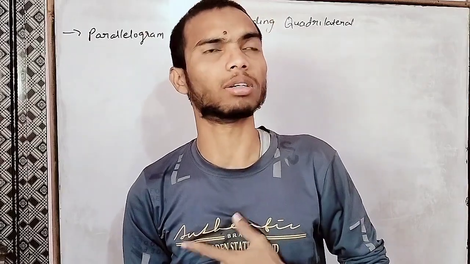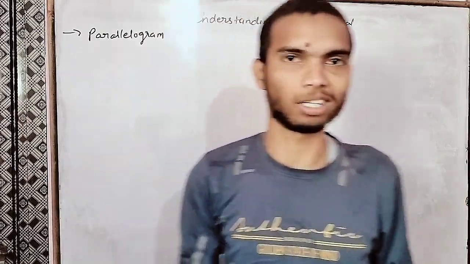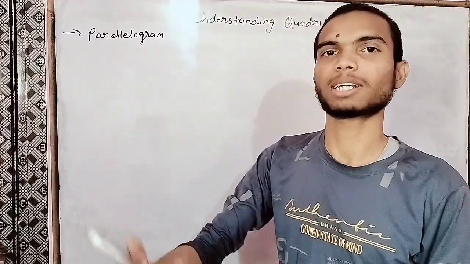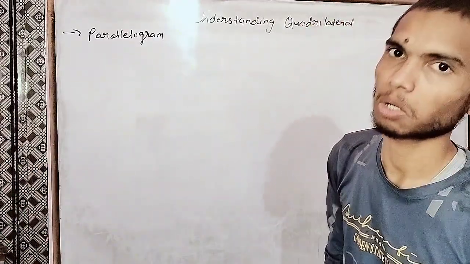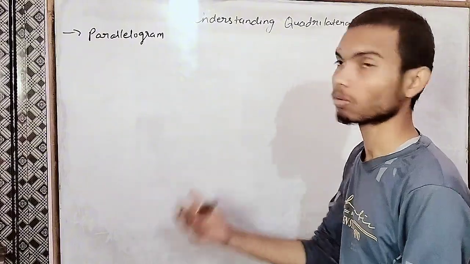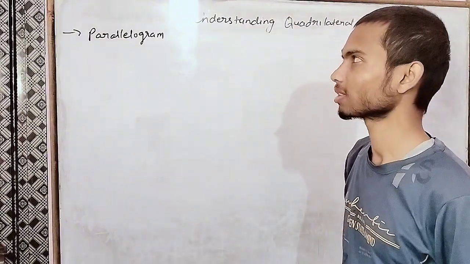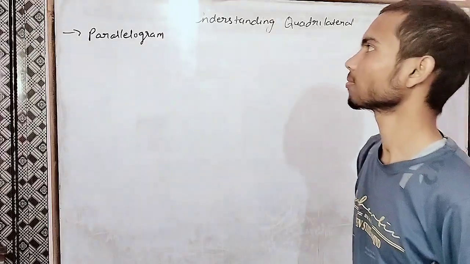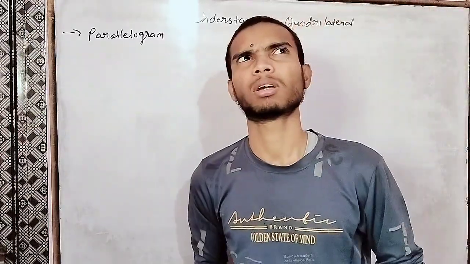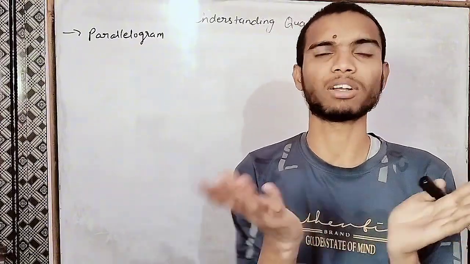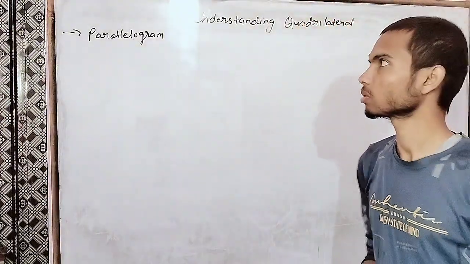Parallelogram. This is in the context of understanding quadrilaterals. And now, a parallelogram is also a quadrilateral. Don't get confused. Okay, a parallelogram is also a quadrilateral. Here, what we are looking at is parallel, and then gram: parallelogram.